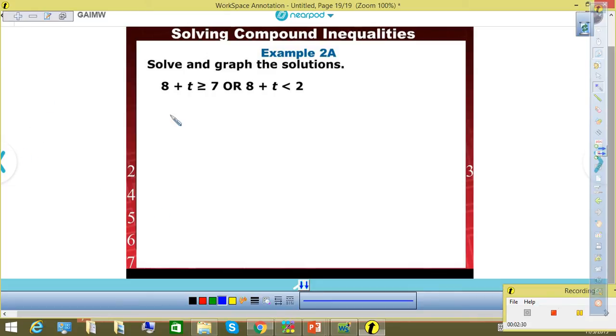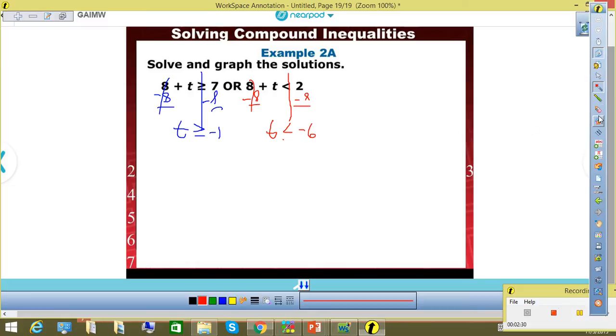So here we have two inequalities, this one and this one. I'm going to start with this one. To solve, I need to leave t by itself. I subtract 8, and I end up with t greater than or equal to -1. So far, so good? I'm going to solve this one now. -8 minus 8. I end up with t less than -6. So now I have two inequalities. And if you notice, now we have the word or. Let's see what that means.